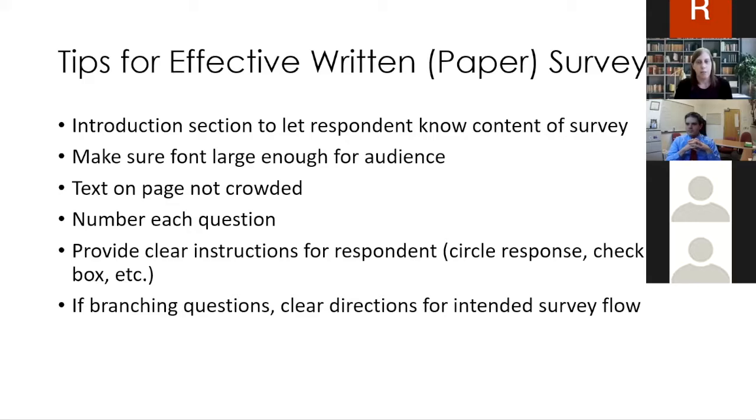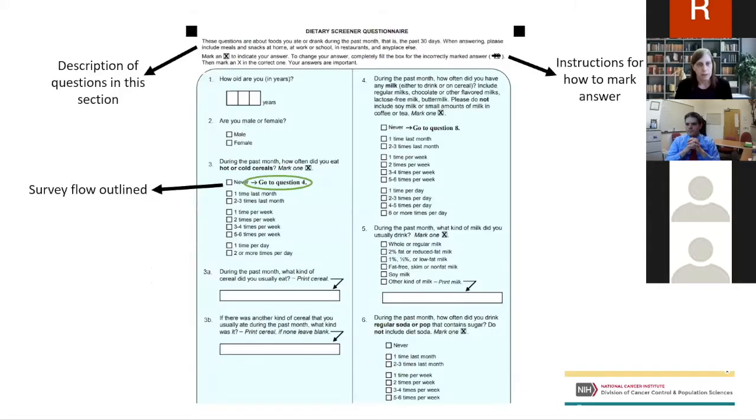And then the other thing is just making sure you provide clear instructions for the respondents. So are they supposed to circle the response, check the box, or what does that look like? So here's an example. This is from the National Cancer Institute, and this is their dietary screener questionnaire. So this is a very specific survey. This is a food frequency questionnaire, but I like it because it shows an example of some of the things we're talking about. So for instance, here is telling you what this survey is about. It says, these questions are about foods and so on. And then here is telling you to use an X to indicate your answer.